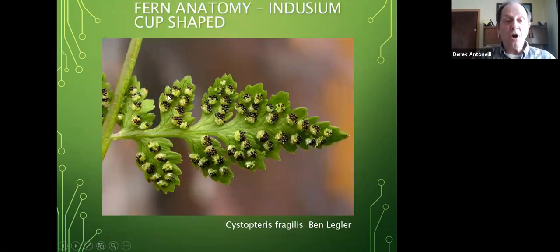Sometimes indusiums are cup-shaped, and this being the fragile fern, you can see the little cup-shaped indusium here, and a sporangium sticking out on top of those, or from the side of those.